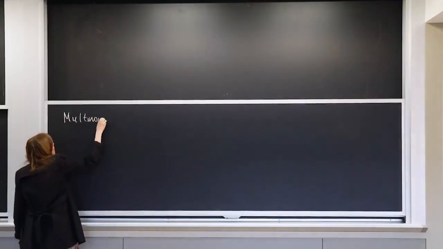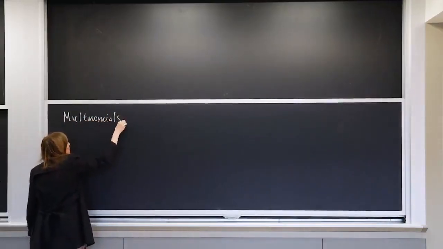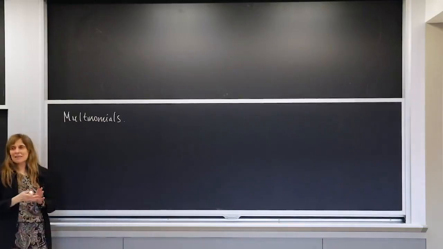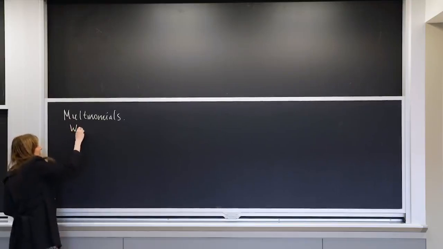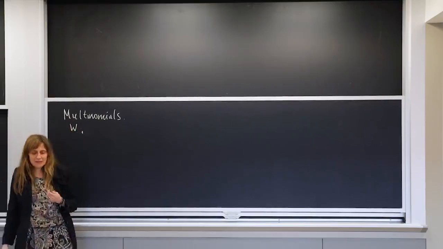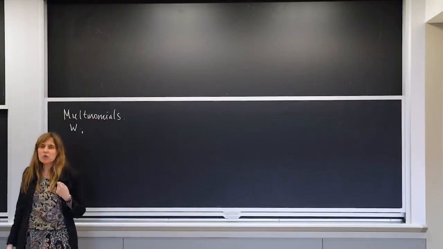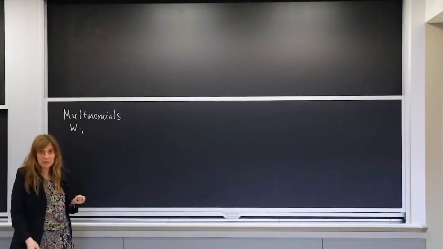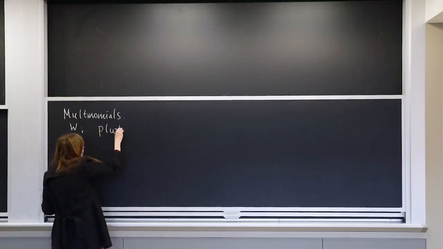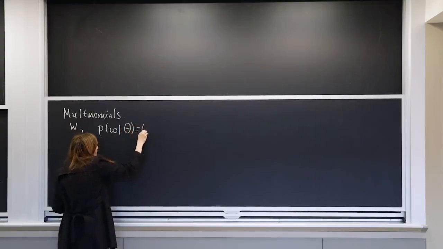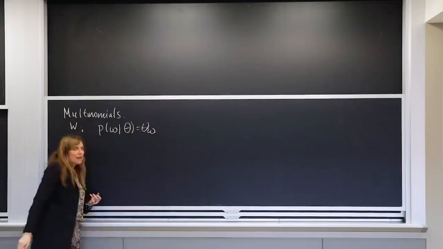In the case of multinomials, we assume that we have some set of possible outcomes. If we're talking about language, it will be maybe the vocabulary, capital W. And we would also assume that we have a certain likelihood to generate a particular word W in this vocabulary. So the likelihood of generating a certain W given parameter theta will be theta W.